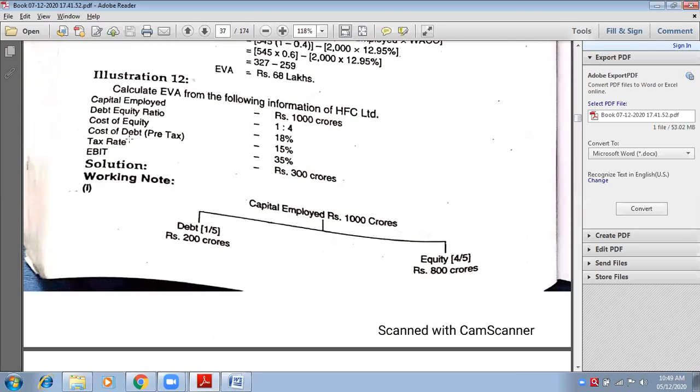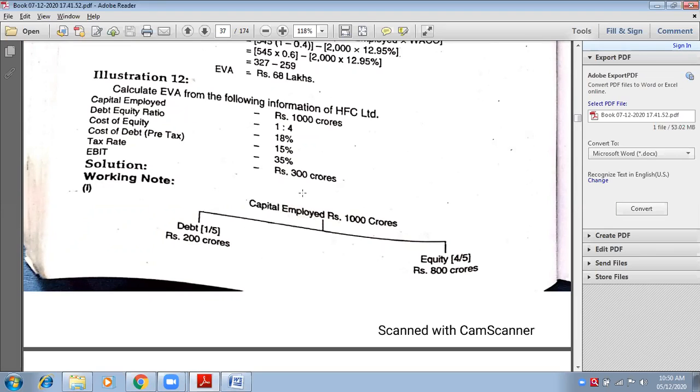And now they say debt is 1 by 5 and equity is 4 by 5. Ma'am, where does 5 come from? 5 is the total of 1 plus 4. What is the ratio? 1:4. When it is 1:4, the total will be 5. So it is 1 by 5 and 4 by 5. So out of this total 1000, 1/5 belongs to debt and 4/5 belongs to equity. Did you understand?